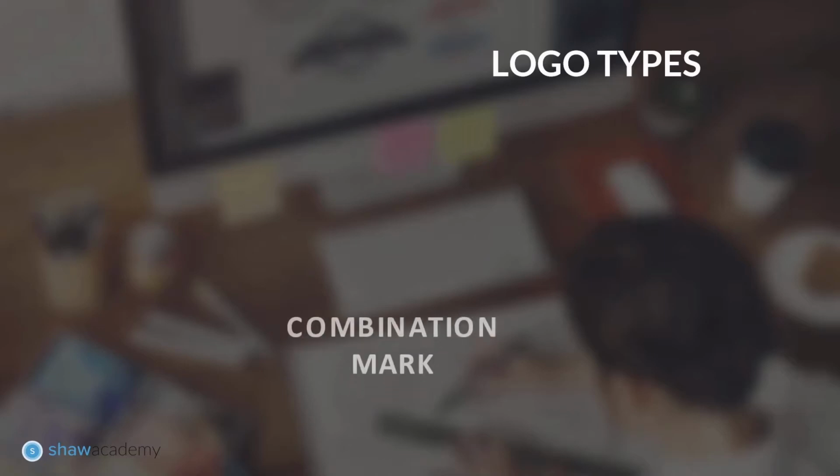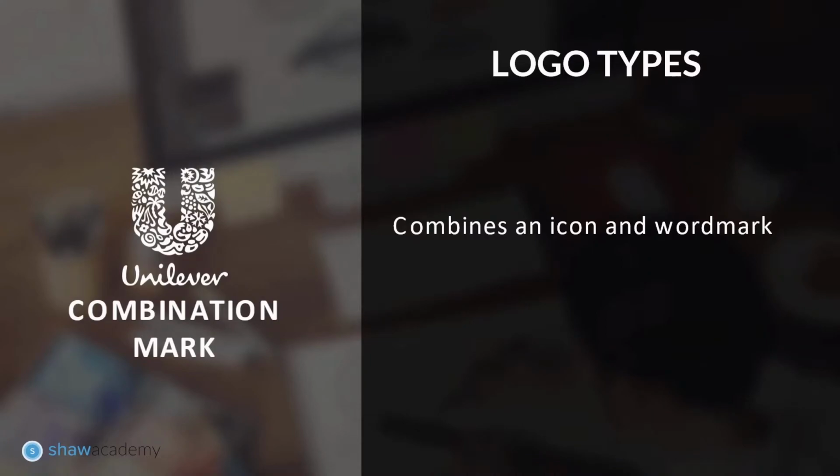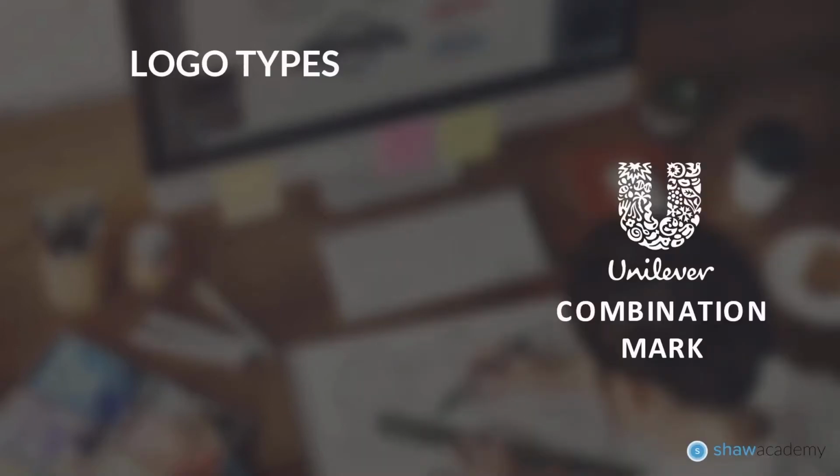A combination mark normally combines an icon and wordmark or any other logo element and allows the company flexibility in the sense that they can either use the wordmark or icon. This is a versatile choice as you can use both the wordmark and icon or either, and both should be recognizable. The wordmark and icon can overlap or stand next to each other and thus allows for great versatility. Most logos I personally can think of consist of a combination mark. Which combination marks can you think of?